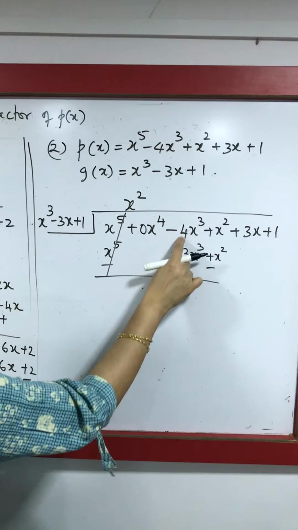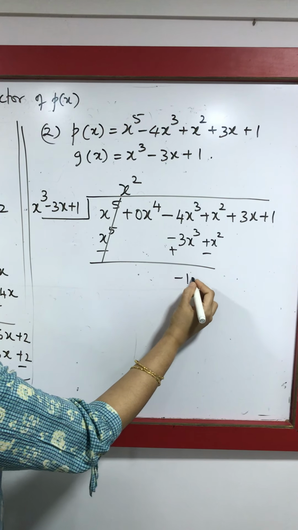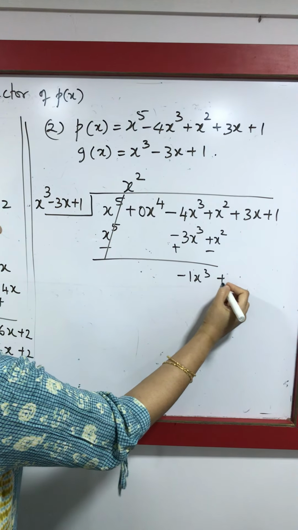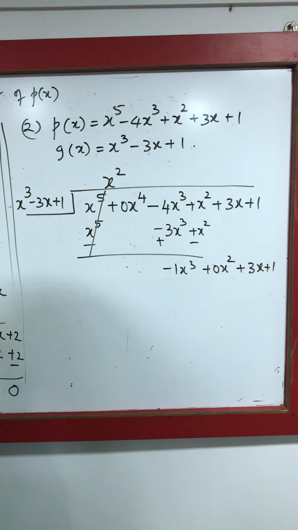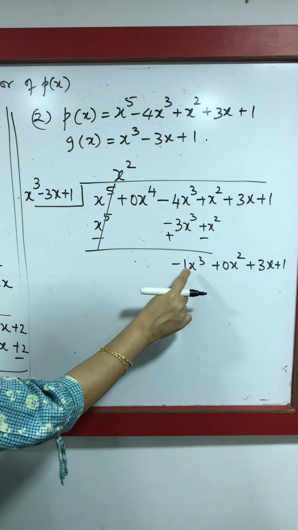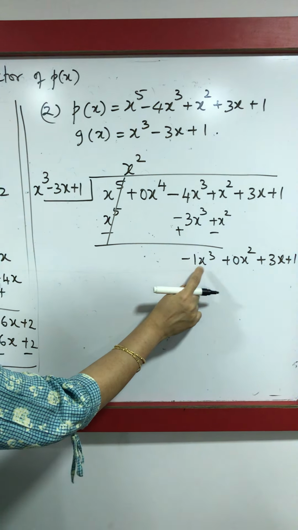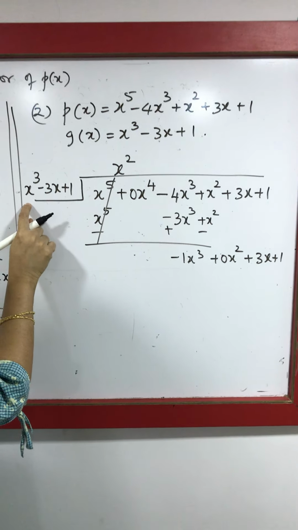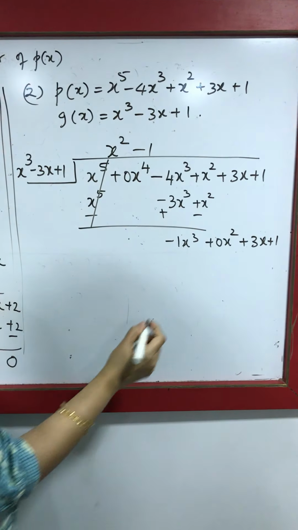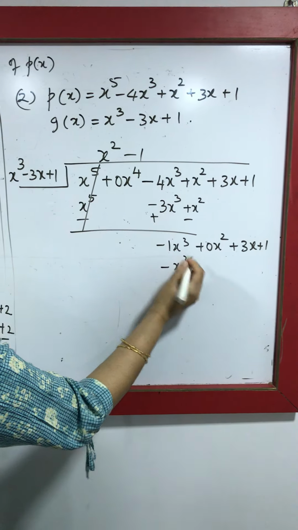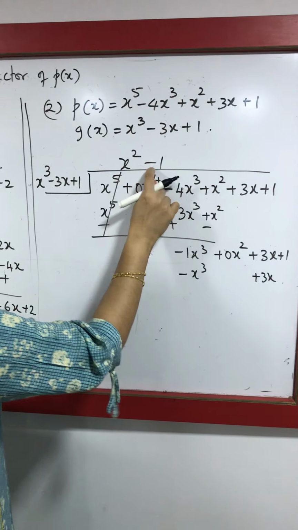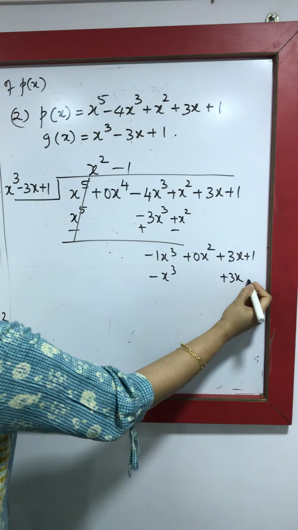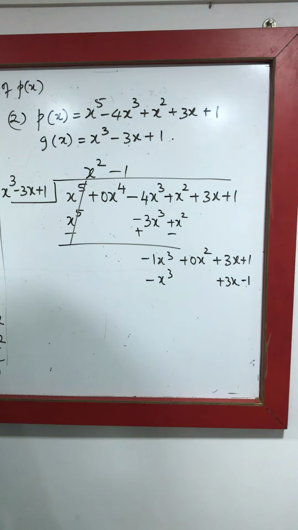We are not writing. We take the difference here. This is minus 1x cube. This is 0x square. We bring 3x plus 1 down. We divide negative 1x cube with x cube. So that is minus 1. So that is minus x cube, positive 3x. And this when we multiply, that is negative x, negative 1.